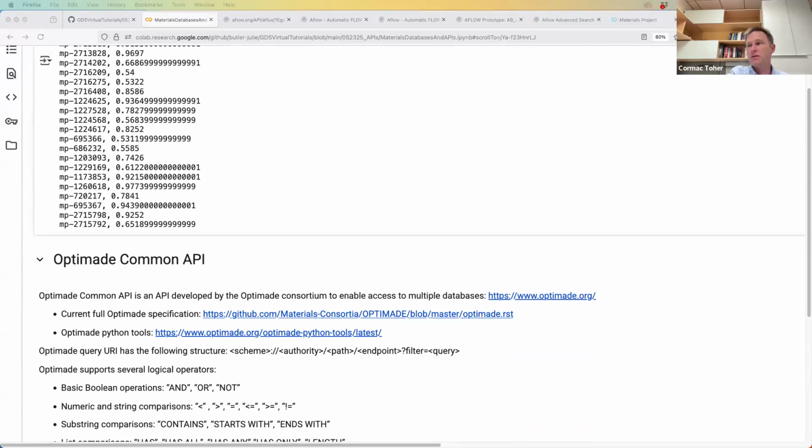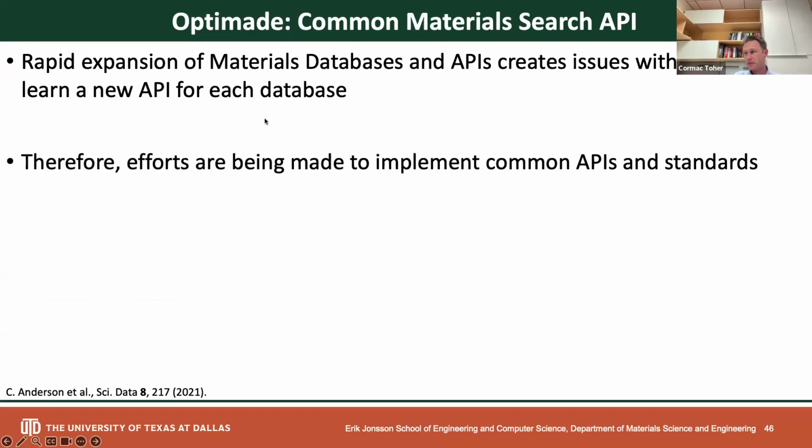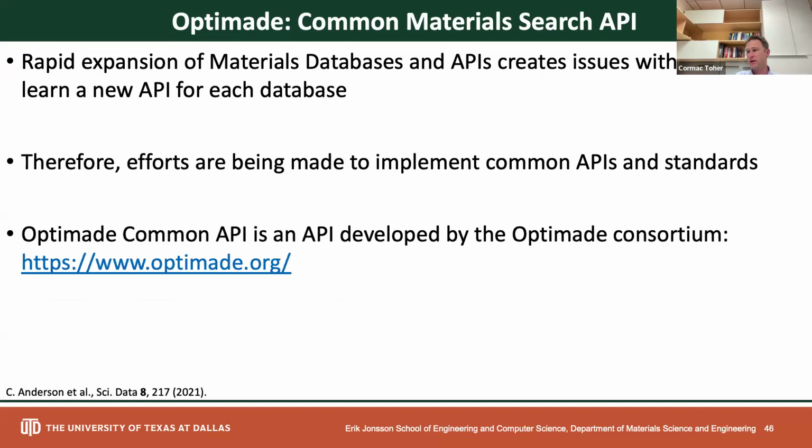Okay, so that's an overview of how you can access the Materials Project database using their API. And finally, I'm going to talk about the Optimade common API. The rapid expansion of these materials databases and APIs creates issues with having to learn a new API for each database. So efforts are being made to implement common APIs and standards.